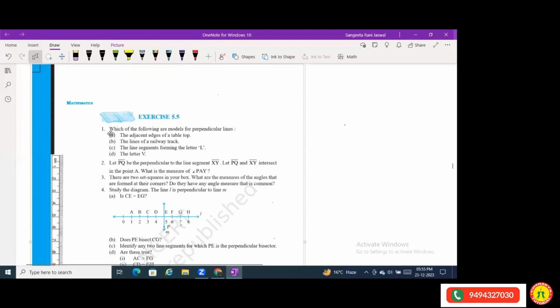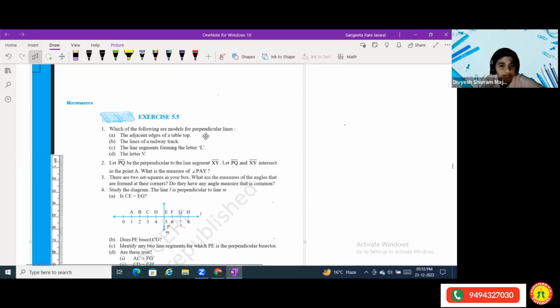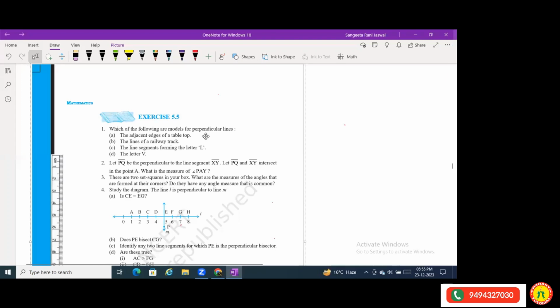Now see, which of the following are models for perpendicular lines? The first one is the adjacent edges of a tabletop. You are sitting straight on it, you are using a study table. If you see the edges at one corner of your table, the edges that are meeting, are they forming perpendicular lines? Yes or no? Yes, ma'am. So that means this one is forming perpendicular lines.